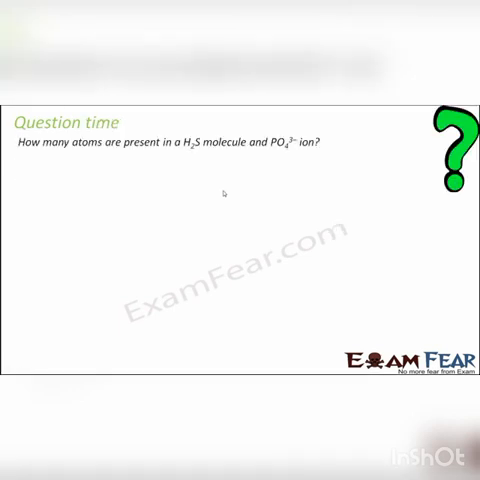How many atoms are present in an H2S molecule and a PO4 3 minus ion? See, H2S, sulfur has 2 hands in this case, and 2 hydrogen atoms are bonded. So if you see here, there are 1, 2, 3 atoms. So 3 atoms in the H2S molecule. Please note, H2S is a molecule. Hydrogen, sulfur, hydrogen, these are atoms. PO4 3 minus.